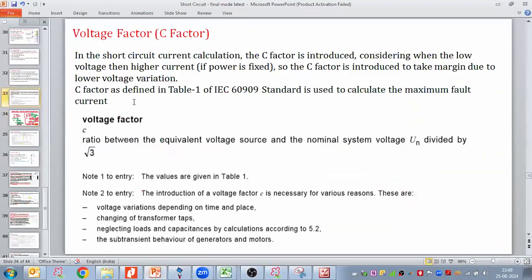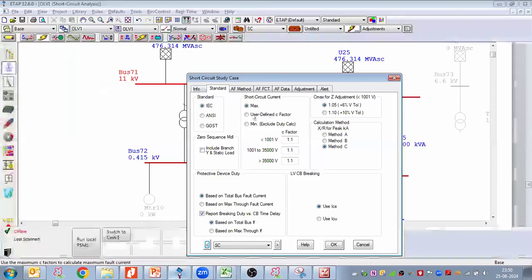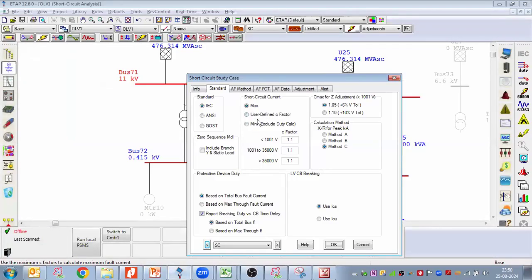And what is the value of C factor? Go to the 60909 Table 1. Here is the value. Low voltage, 100 volts to 1000 volts, C factor 1.05 or 1.10. From 1 kV to 230 kV, 1.1. Maximum C factor is 1.1. You see here, low voltage system with a tolerance of 10%. So this tolerance I'm putting here as a C factor into the calculations, to cover the variations.